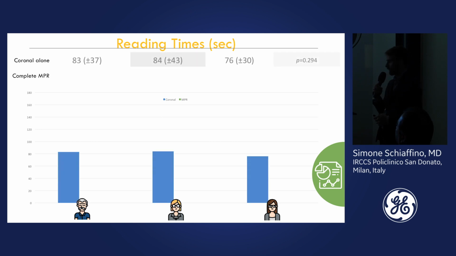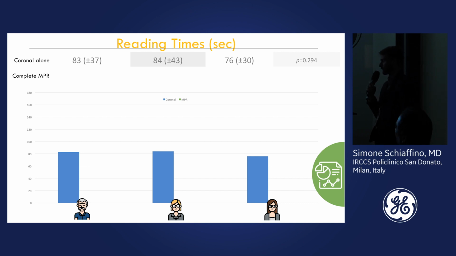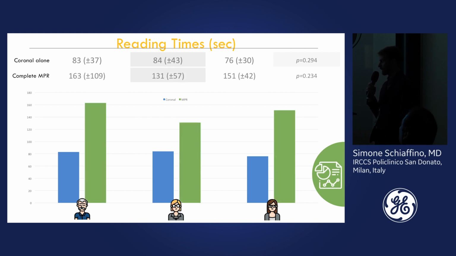In terms of reading times, the first reading session found a mean reading time of 83 seconds for the first reader, which is very quick, 84 for the second, and 76 seconds for the third, reading the entire exam, considering both breasts, in less than 2 minutes, without a statistically significant difference between them. The second reading session, in which the reader could assess all the multiplanar views, was associated with higher reading times, but even those were lower than 3 minutes.